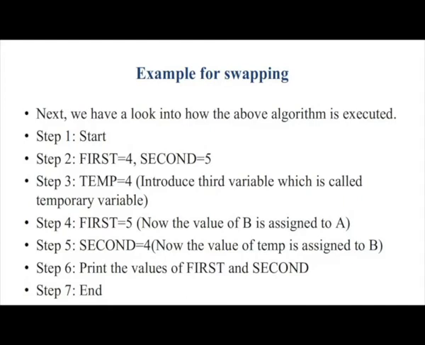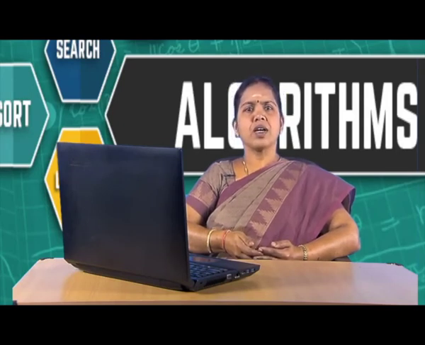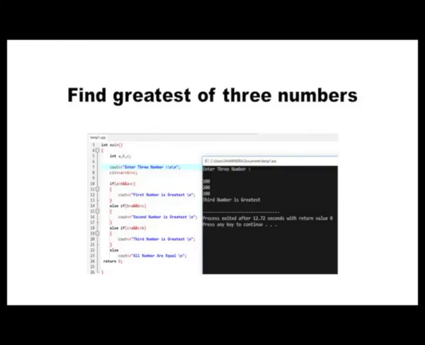Step 5, second is equal to 4. Now, the value of temp is assigned to B. Step 6, print the values of first and second. Step 7, end. Now, we are going to try out some more examples. Have a try. Let us write an algorithm to find the greatest of 3 numbers.